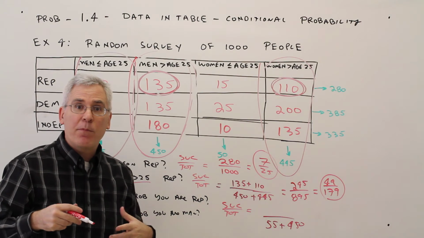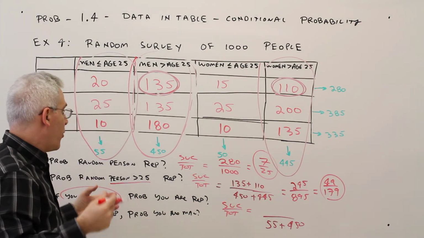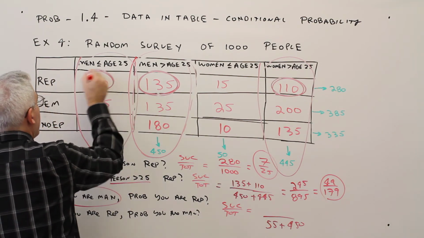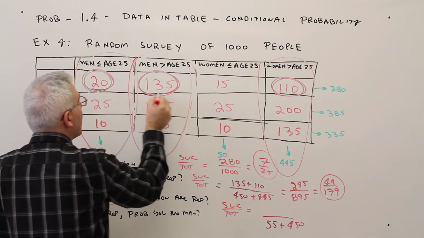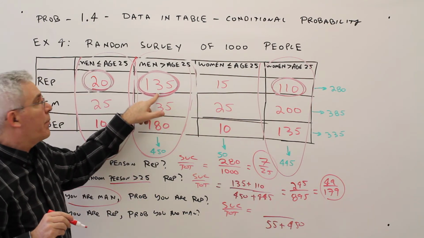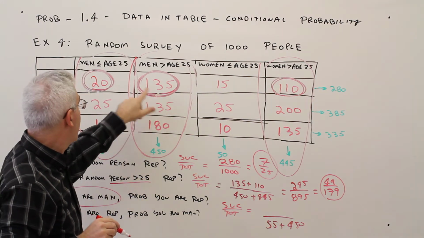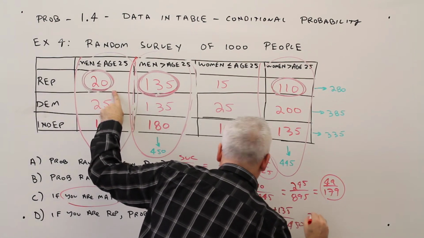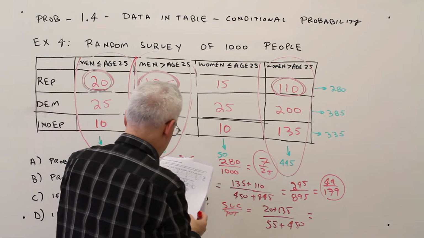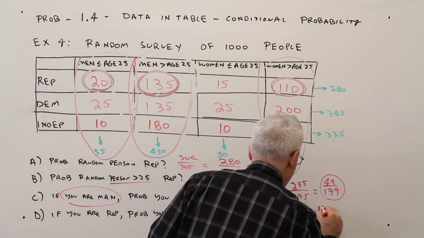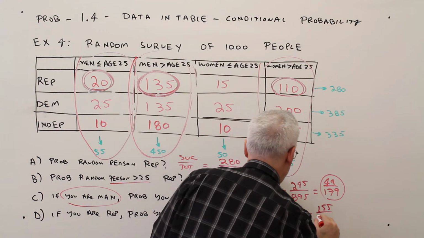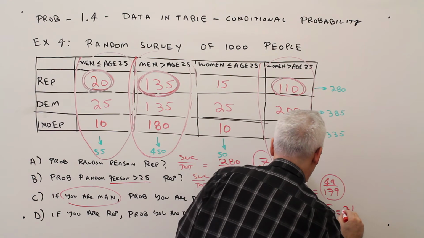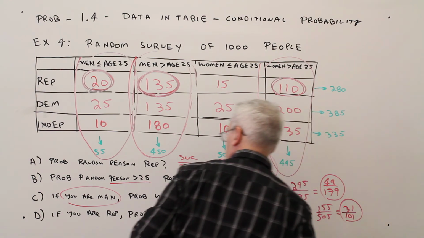Now I've got to find out my successful outcomes. Not only are you a man, but you're also Republican. So that's a man and Republican, and that's a man and Republican. Those would be my successful outcomes, so 20 plus 135. I'll compute that one right here. That would be 155 over 505, which reduces to 31 over 101.